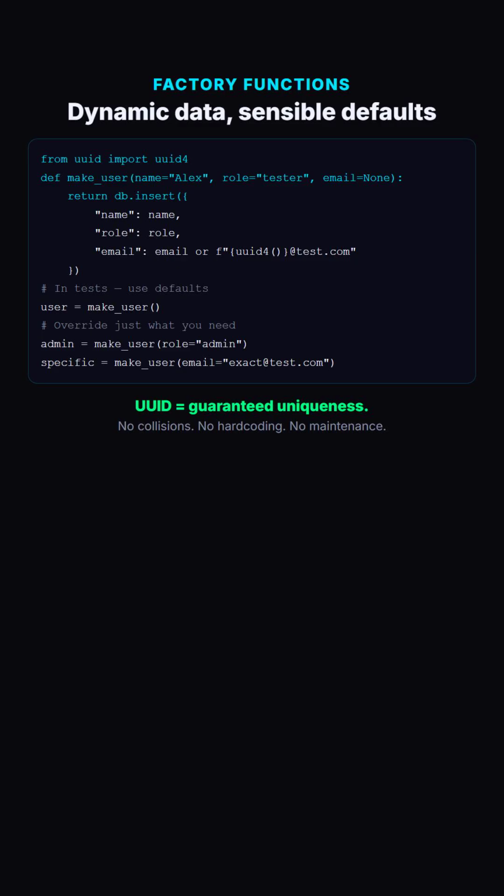Pytest Factory Boy is a library that integrates the Factory Boy library with Pytest fixtures. It generates fixtures from your factory definitions automatically. But you do not need any library to use this pattern. A plain Python function that creates data with defaults and UUIDs gets you 80% of the benefit with 0 dependencies.